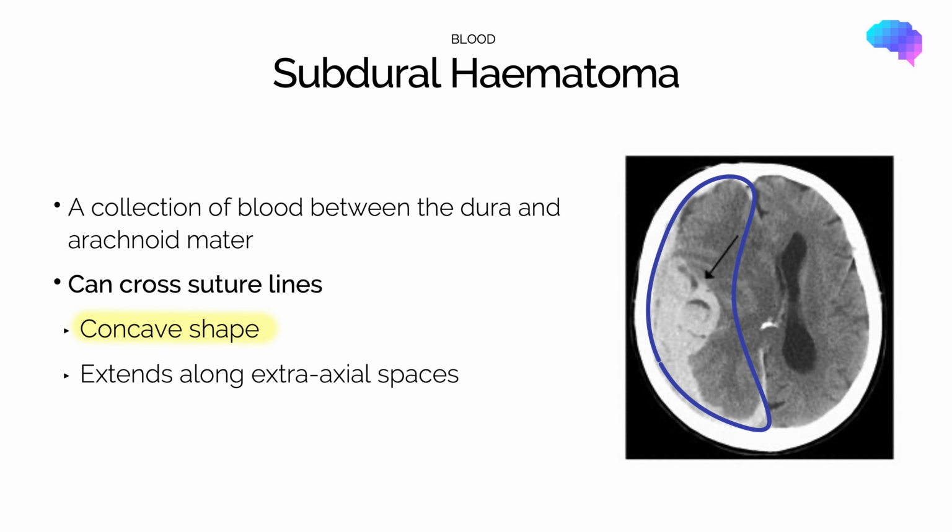And the reason for this is that subdural hematomas can cross suture lines. So they're not limited by suture lines and then bulge inwards. They tend to extend more laterally around the skull and maintain this crescenteric type shape.